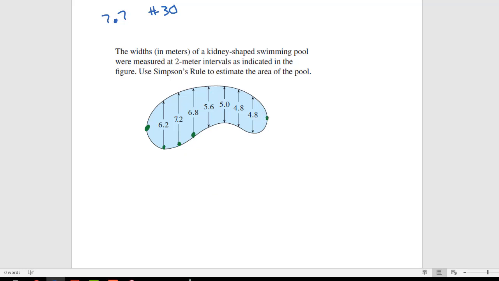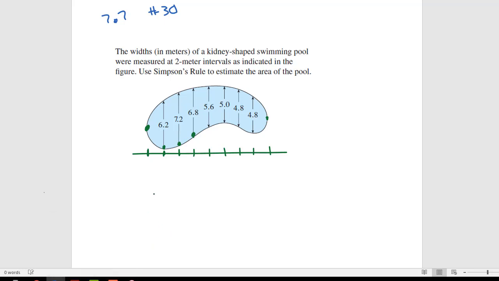So I like to say the left endpoint is 0. If we think of an x-axis down here, this is the first value, second value, third, fourth, fifth, sixth, seventh, eighth, and ninth, let's say. So he told us that these were measured at 2-meter intervals. So the distance between these were 2 meters. The distance between these were 2 meters, so on and so forth.